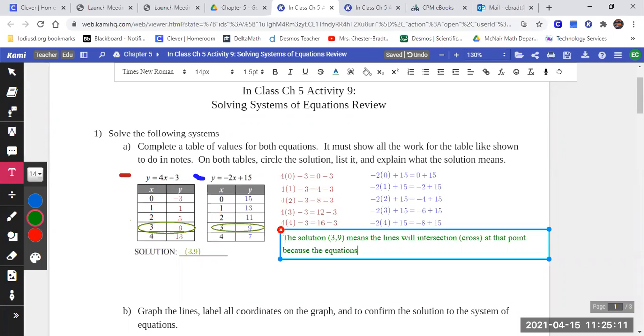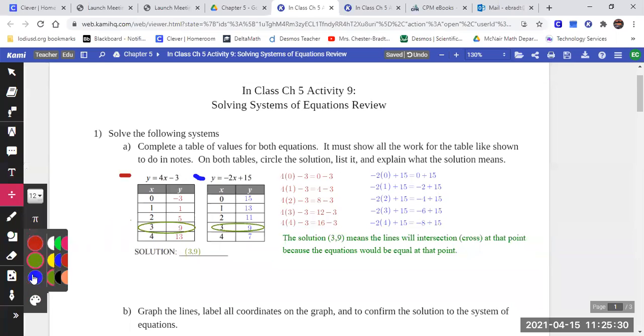The equations would be equal at that point. Right? That's the point of intersection. The whole idea of intersection is the fact that that's what's going to make my equations equal to each other. Right? So we've got to go get our coordinates from each of the tables.